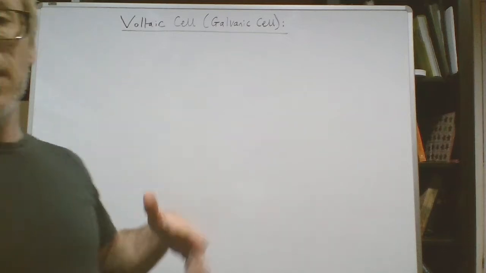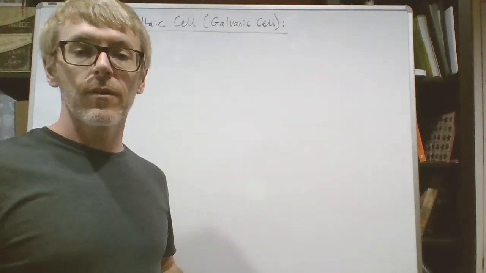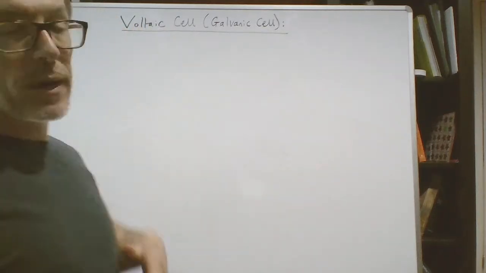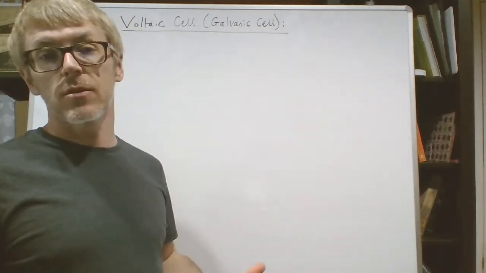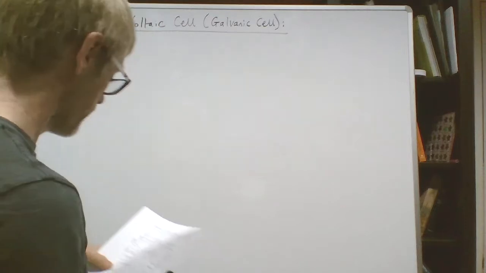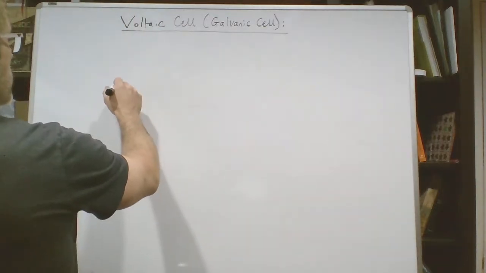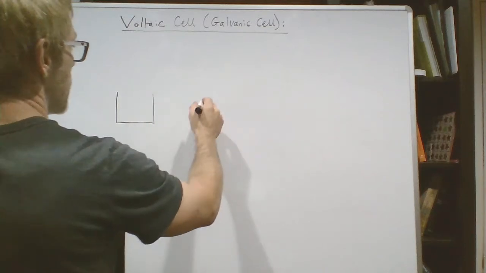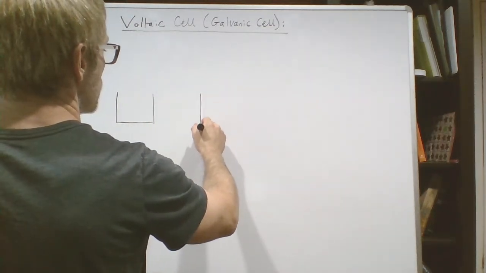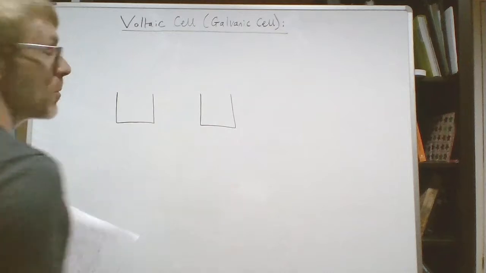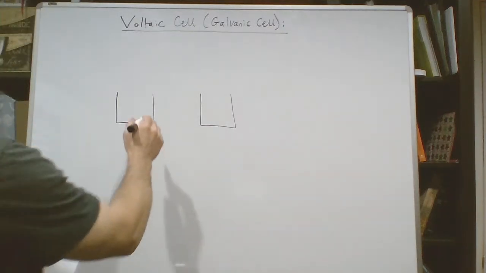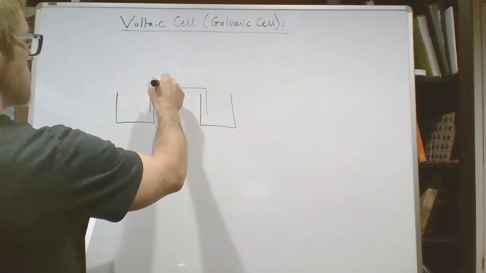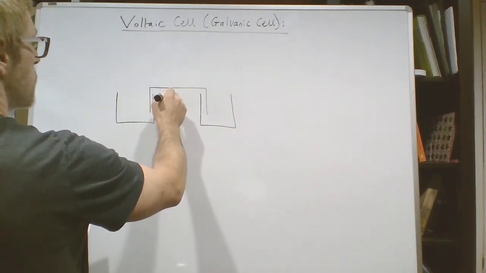Okay, so now we're going to start to look at what we mean previously by anode and cathode, or the labels A and C. We're going to start by looking at a voltaic cell, which is also known as a galvanic cell. So if you were to build this in the lab, and typically you do in a general chemistry course, you might have a beaker and another beaker. So these could be two beakers. We could connect them by something called a salt bridge.